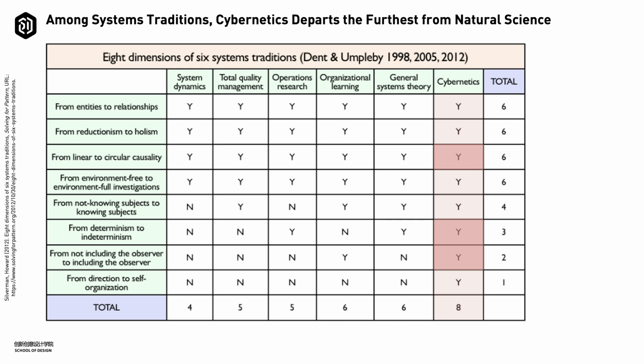In acknowledging some of these assumptions, primarily the move from linear causality to circular causality, from determinism to indeterminism, and from not including the observer to including the observer. Those are aspects where design and cybernetics happen to overlap very strongly. So for the rest of this presentation, we want to focus on those departures from natural science where cybernetics and design depend on each other, reflect each other, and enable each other.